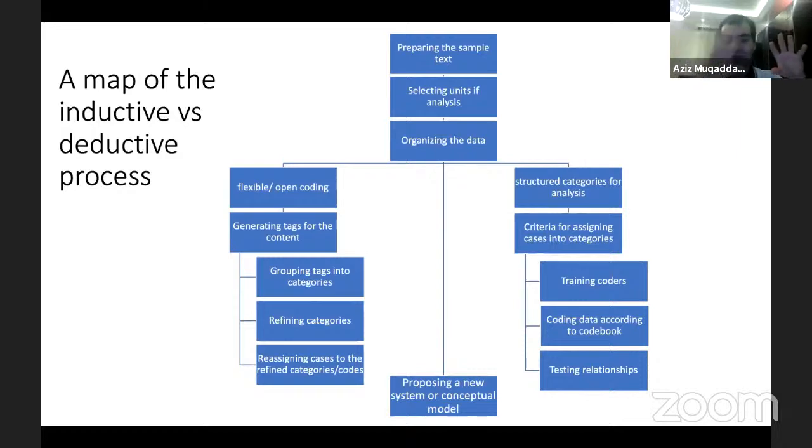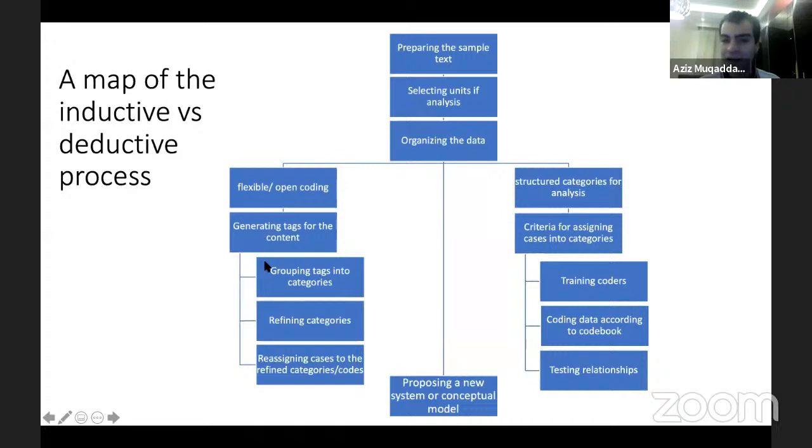So, okay, let me merge these two, split that one into two, and then merge the other one into it, things like that. You come up with different tags, and then you would combine them or group them into different categories. You then try to refine the categories to have very clear criteria. And then you apply that to reassign the cases, the units of analysis, to the categories you have.